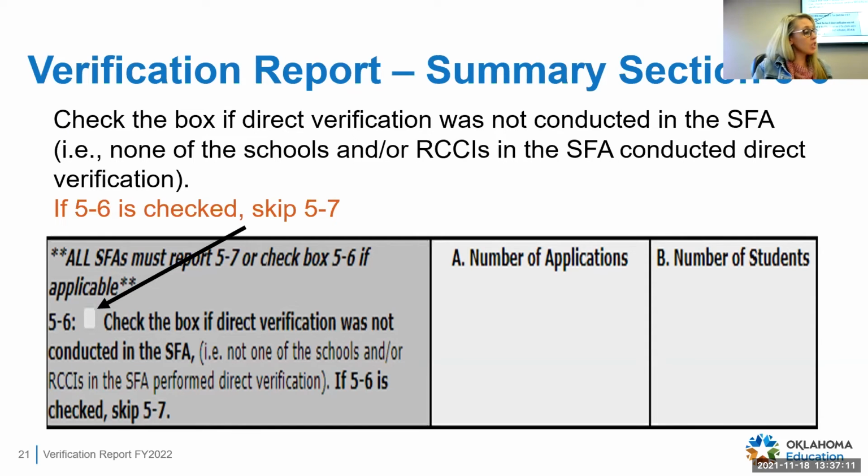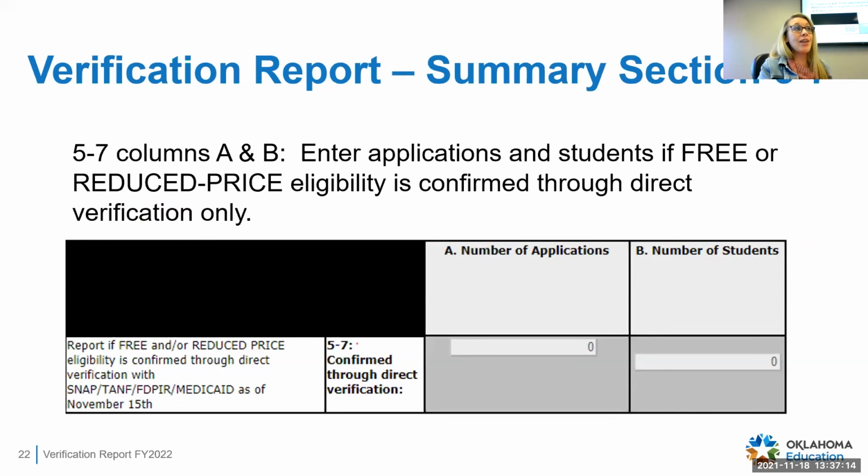And I know even you guys, it gets so confusing when you do this once a year and we technically haven't done verification in 2 years. So it just gets so mind-boggling sometimes. So in 5-7, if the school has done direct verification, you fill in 5-7 column A and B. You enter the applications and students, if free or reduced eligibility is confirmed through direct verification. So direct verification is using records from the public agency to verify that income. Or again, if you pull an application and they had SNAP, TANF, FDPIR on there, and then they later show up on the direct certification list, that is another way of direct verification.